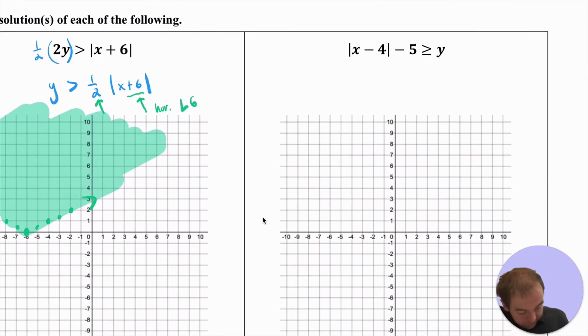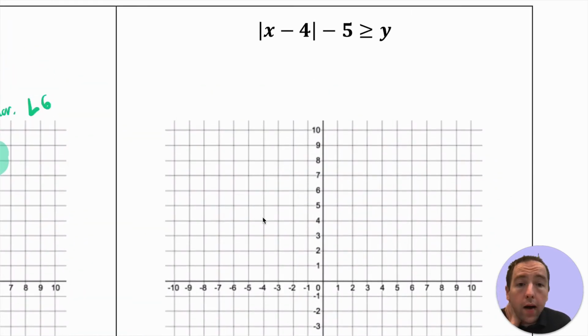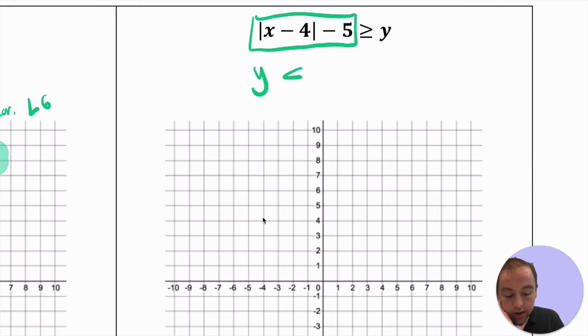That's going to give us all of the xy pairs that satisfy that particular relation. With this next example here, we actually do have the y isolated. It just happens to be on the right-hand side. It might be nice to put the y on the left-hand side, and so if we do compare it, the right-hand side is greater than or equal to y, which does mean that y is equal to or less than the absolute value of x minus 4 and then minus 5.